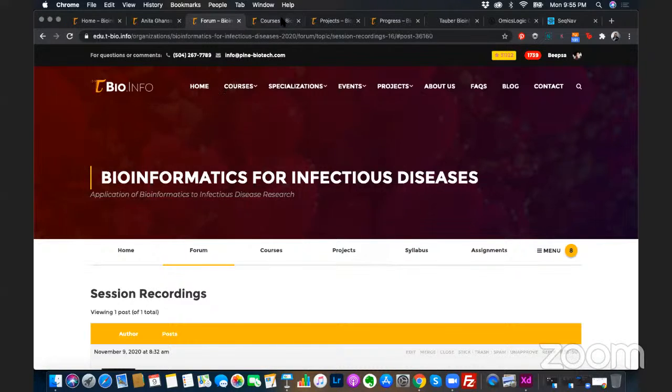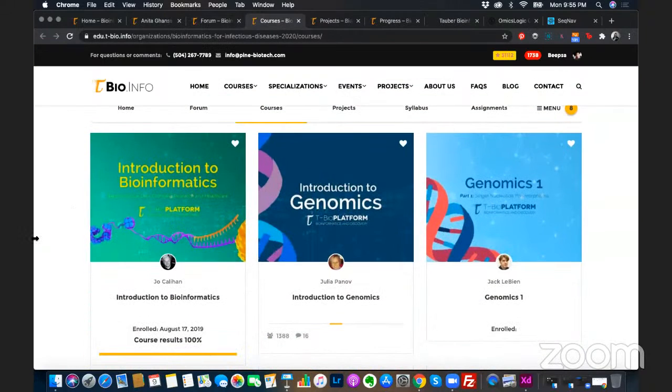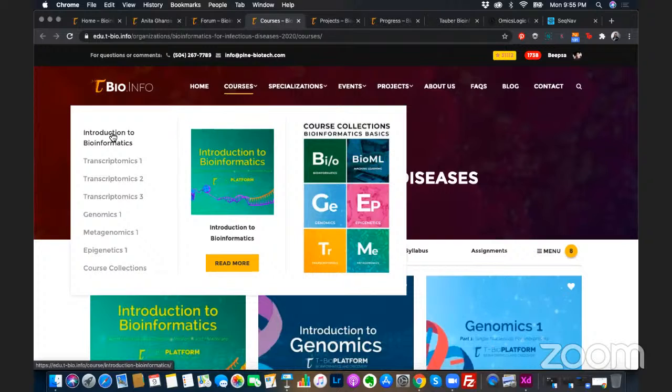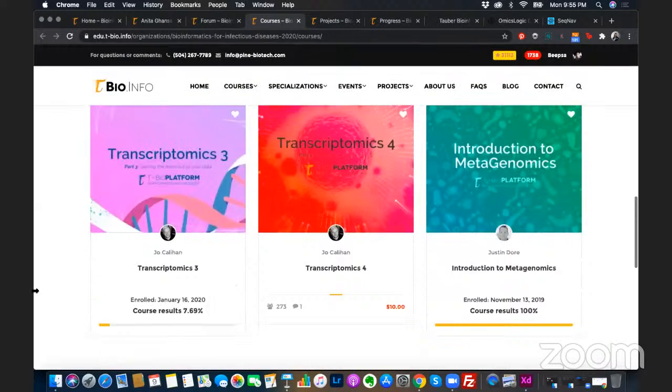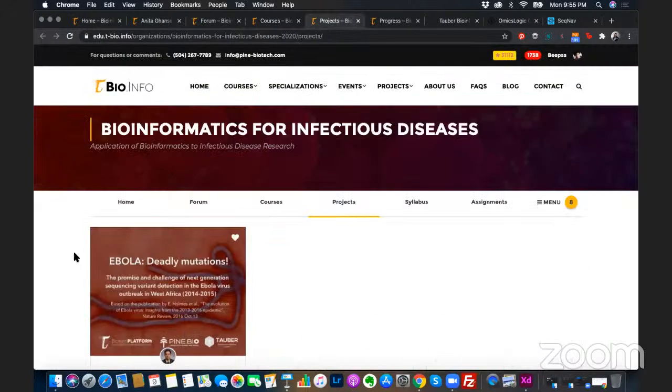And then you have access to asynchronous courses. So some of you may already have taken the Introduction to Bioinformatics course. And if you have not yet taken this course, please go ahead and take the first basic course, which is free for everyone, as is Introduction to Genomics. So you will be able to find them under here, Introduction to Bioinformatics. So all participants will have access to these different courses, as well as projects. So you see here is one project on Ebola. And as Ilya mentioned, we will be discussing these in depth in the upcoming sessions.